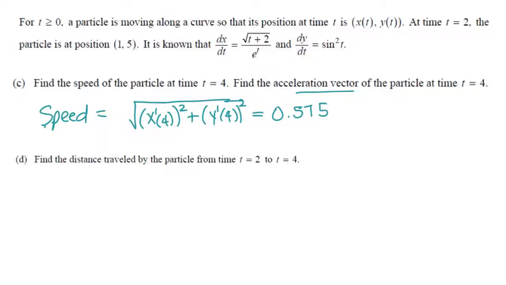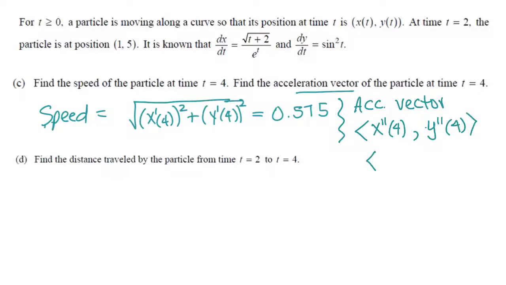And then it also asks us to find the acceleration vector of the particle at time t equals 4. And so for that one, we need our second derivative. For your acceleration vector, you're going to have the second derivative of your x position comma the second derivative of your y position. And hopefully with the aid of the calculator, you got 0.041 comma 0.989.